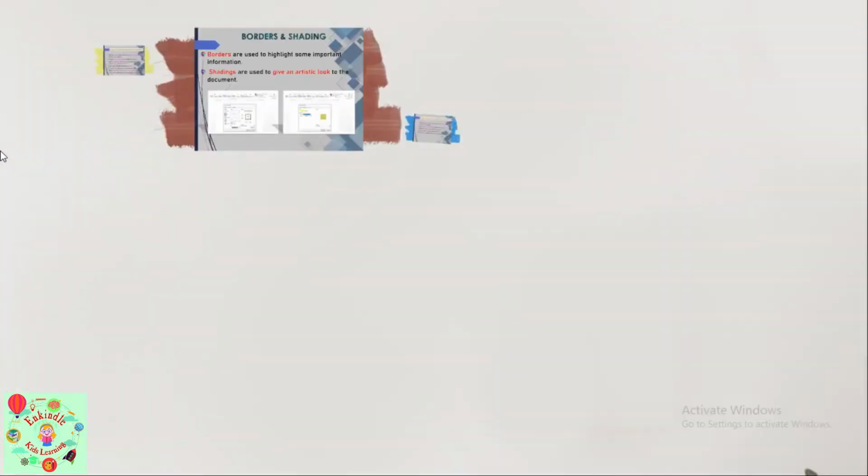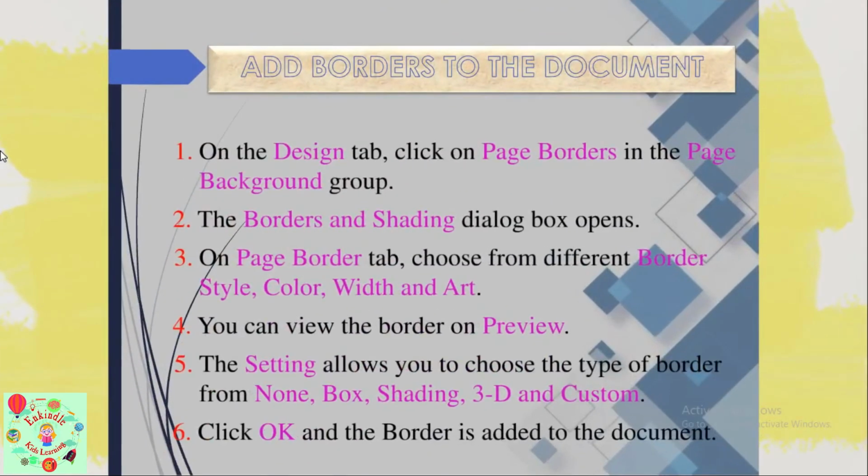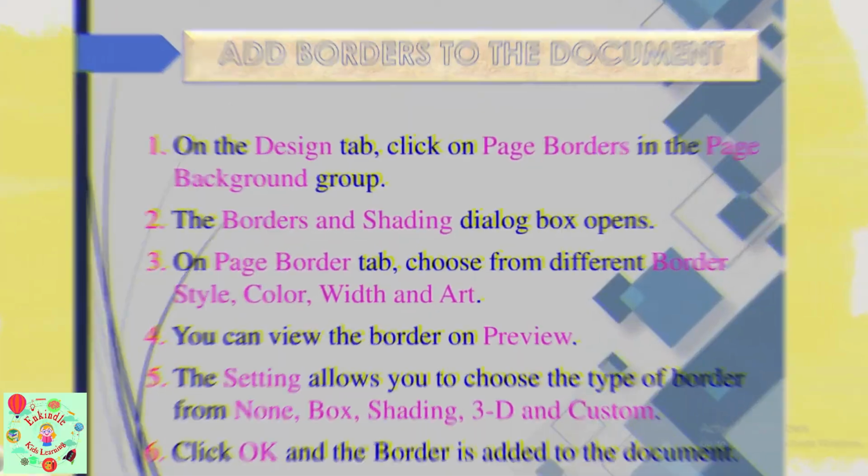What are these borders and shading? Microsoft Word has features that enable you to add borders and shading to the text or pages. Borders are generally used to highlight some important information and shadings are used to give an artistic look to the document. Now let's see how to add borders to the document.